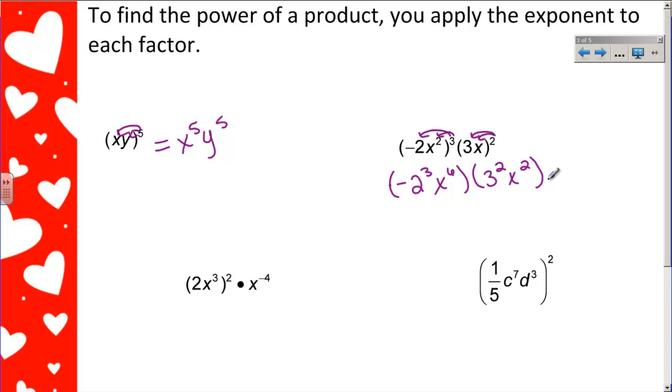So now I've got to start simplifying. The first thing I got to do is figure out what -2 to the 3rd power is. Well, 2 to the 3rd power is 8. Because this is not in parentheses, I have the little negative. That makes this -8 x to the 6th times, and 3 squared, you know, is 9 x squared.